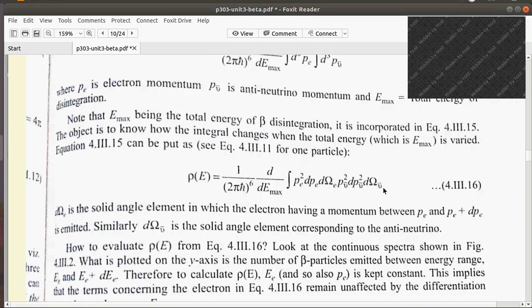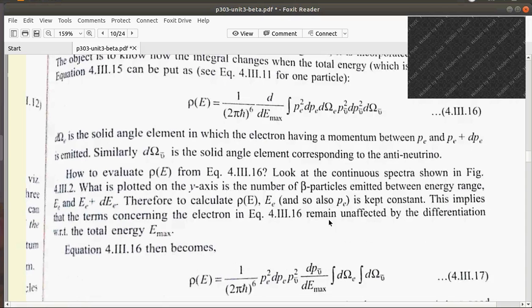No, sir. Okay. So basically whatever we had done for the one particle case, we are now doing for the three particle case. Just the labels are being changed. So d omega is the solid angle element in which the electrons are having the momentum between pe and pe plus dpe. Similarly, d omega nu bar is the solid angle element corresponding to the antineutrino. So whatever is here for the electron, the same is for the antineutrino. Now how to solve rho of E?